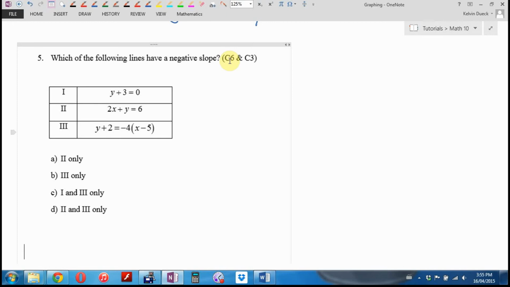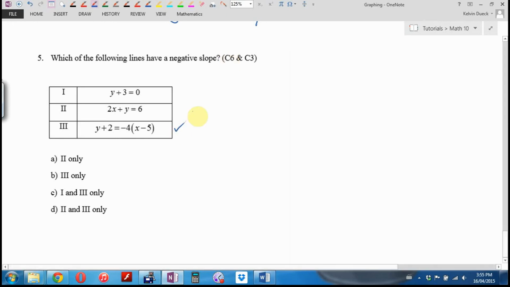What's its slope? -4. Anytime they give me these chart questions where there are multiple questions in the question, I always use checks and x's. I've been trying to teach you guys that in science. They love it on the provincial. I do that.